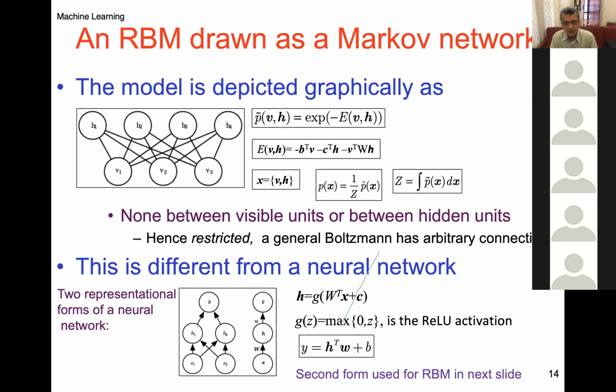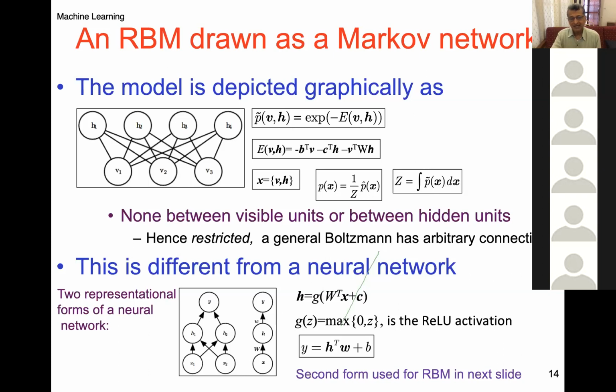And we can also talk about the joint distribution that this represents, where X is equal to V comma H. So X is all the variables, and V, H are the two subsets. So we can write this as the standard Gibbs distribution: P of X is equal to 1 over Z times P tilde of X. What is Z? Z is the integral of P tilde of X dx.